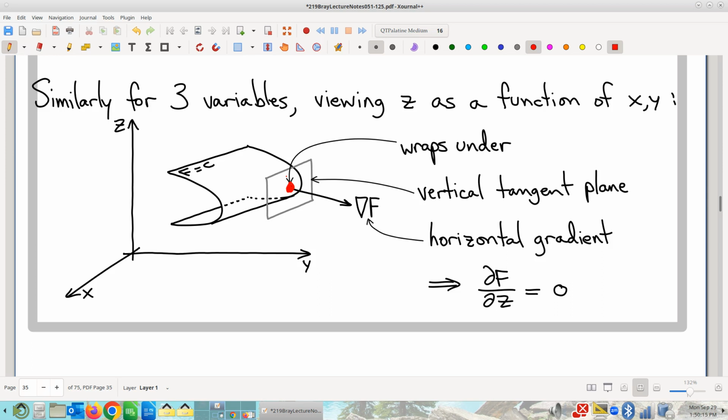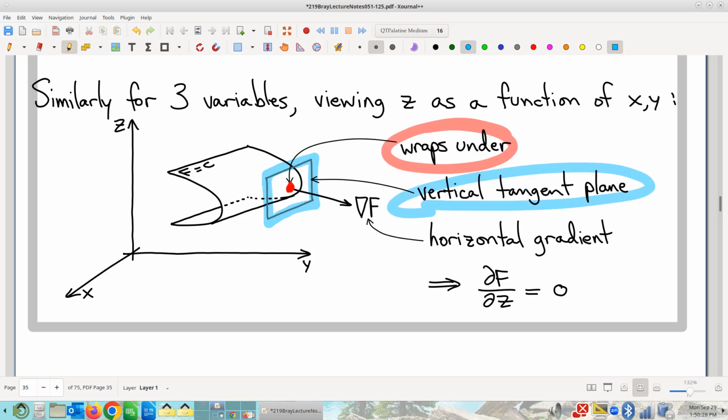So you make the same argument then. The problem is that it is wrapping under itself. Wrapping under itself would mean that you have a vertical tangent plane. Now I want to emphasize, when I say it has a vertical tangent plane, I don't know how it's vertical.